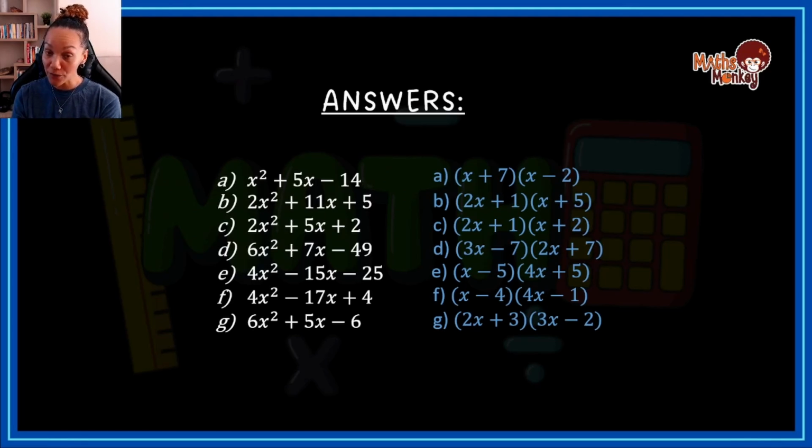Okay, so hopefully you feel confident about this. Again, this is a tricky section, so don't be discouraged if you don't get it right the first time. With these questions, the more you practice, I promise you, the easier it will get. Okay, so that concludes our lesson on factorizing trinomials.